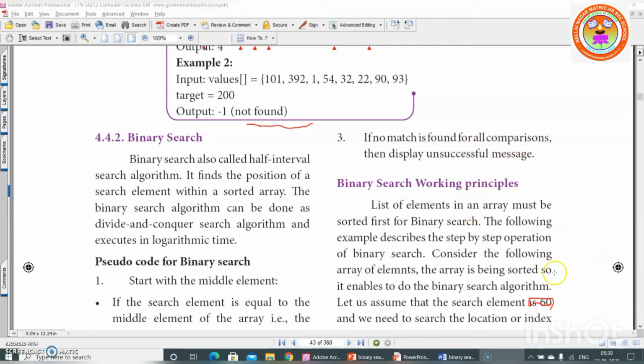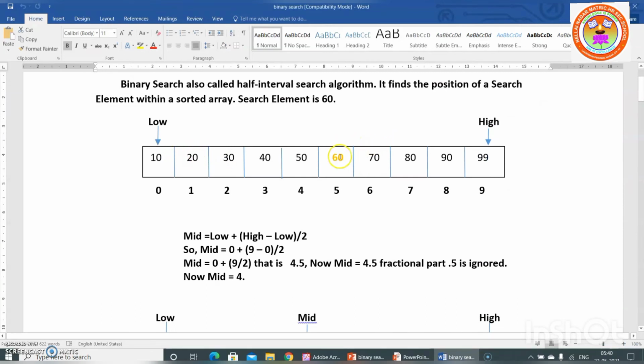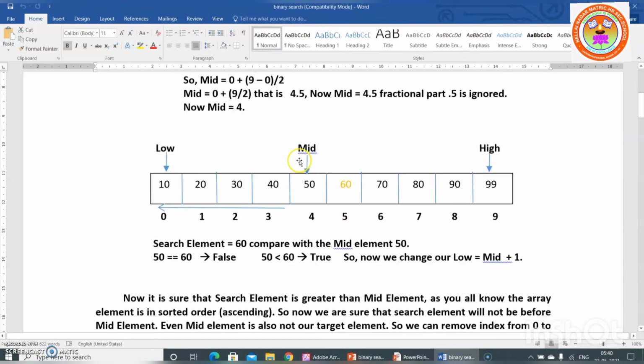Is it clear, everyone? Okay, so again, if you want, let me explain. First, what we are doing, we are going to find out the middle element. Our search element is 60. Now we fix the lower bound and the upper bound, that is low and high. And the formula is mid is equal to low plus (high minus low) by 2 to find out the middle element. And here low is 0 and high is 9. 0 plus 9 by 2, 9 by 2 is 4.5. As I told, the fractional part will be ignored. We will take 4. So we got the mid element 50.